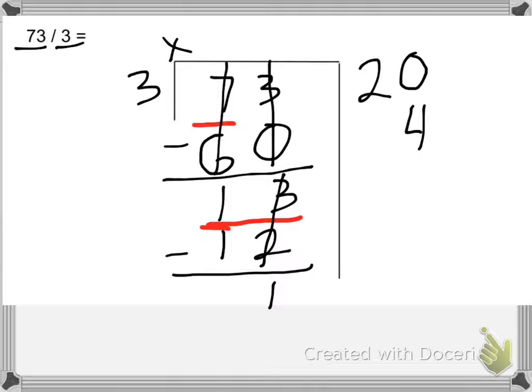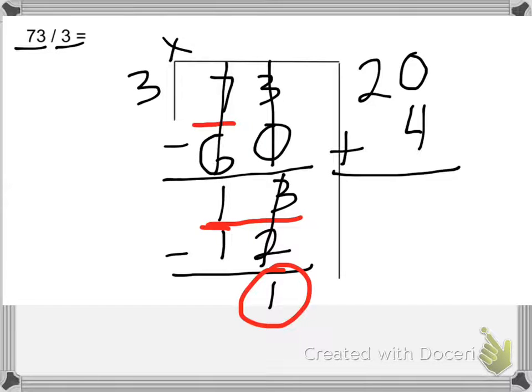Okay. Now from here, I'm going to ask myself, can 3 go into 1? No, it can't, because 3 is bigger than 1. So that 1 becomes my remainder, okay? Last step is going to be to add the numbers to the right-hand side of my fishhook.